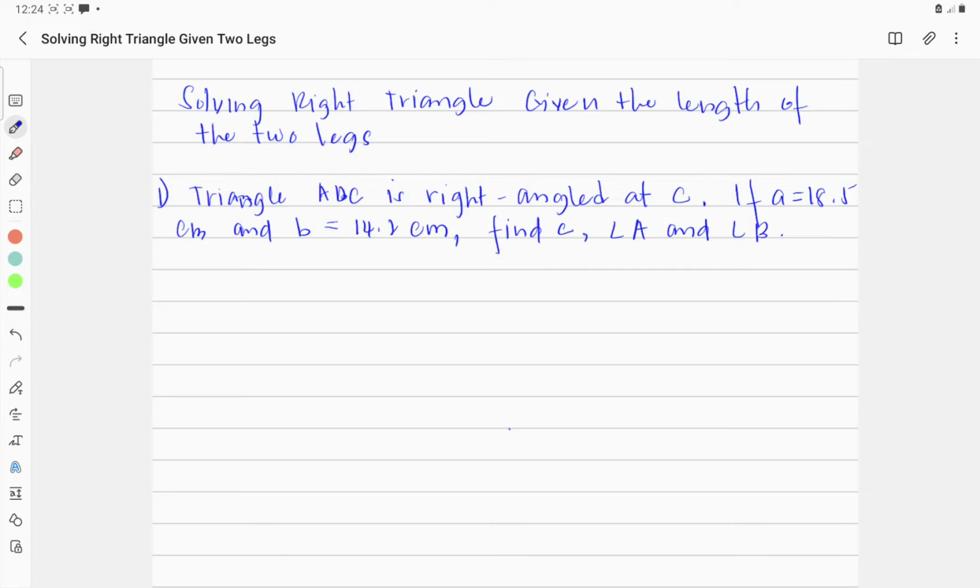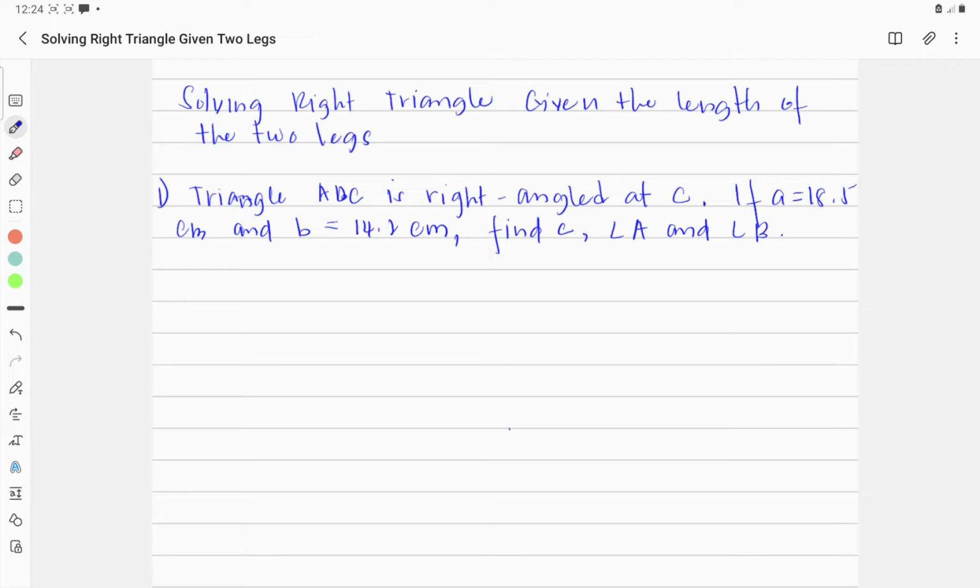So let's try to consider this example. Triangle ABC is right angled at C. If A is 18.5 centimeters and B is equal to 14.2 centimeters, find C. So we need to find C, then the measure of angle A and the measure of angle B.